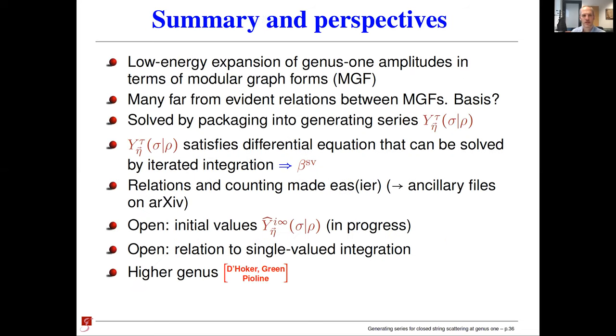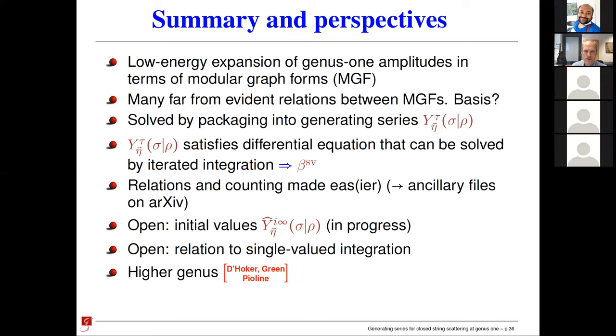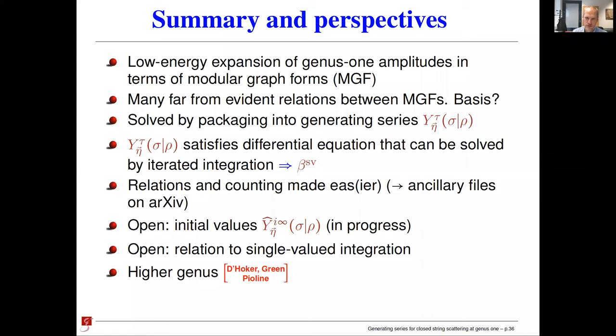I'm afraid I'm going to skip over that and instead summarize, because I've given you a lot of information, I think. So what happened? The thing that I discussed was that we looked at the genus one scattering amplitudes in string theory. And we talked about the fact that there's no closed formula for them, but one has to look at the low energy or alpha prime expansion of the genus one amplitude. And the best way of organizing or reinterpreting this is in terms of these modular graph forms or functions.